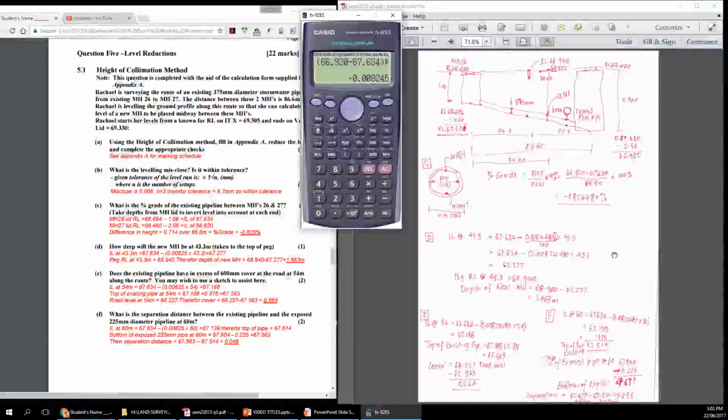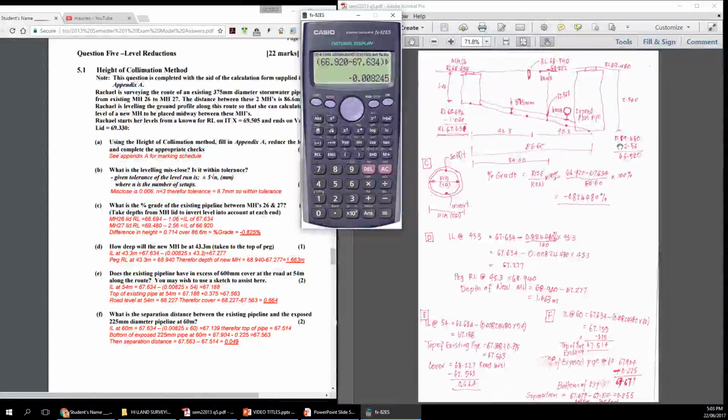Invert level at 60 is 67.634 minus the grade times 60. And that gives us an invert level of 67.139. Now that's an invert level. So we want to know what the top of the pipe is, so we've got to add 375. So the top of the pipe then becomes 67.514. That's the top of this existing pipe.